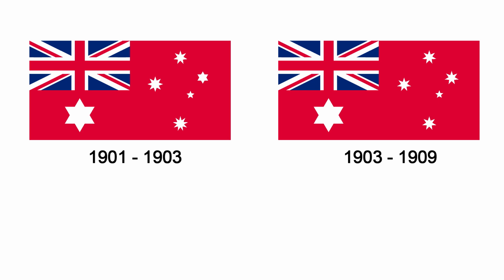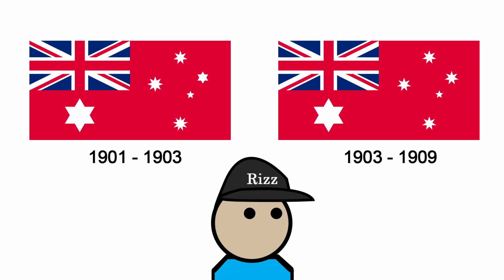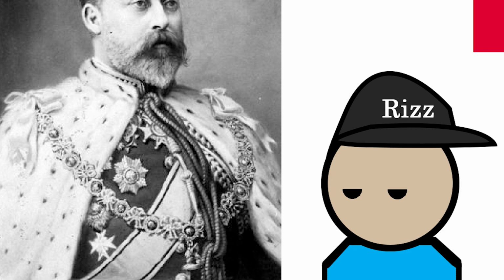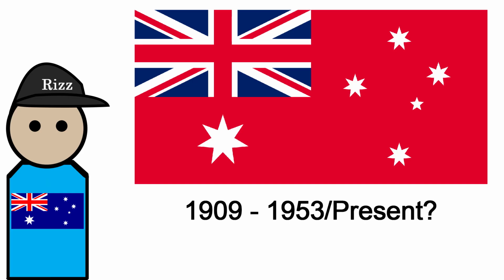However, in 1903, the flag was slightly changed. The Southern Cross was changed so that all but the small star had 7 points. Also, this version was approved by King Edward VII. Yes, we needed the King's approval in 1903. In 1909, the flag was slightly changed again. This time, a 7th point was added to the Commonwealth Star, representing the internal and external territories. Oh, would you look at that? This flag made it through the 2 World Wars.